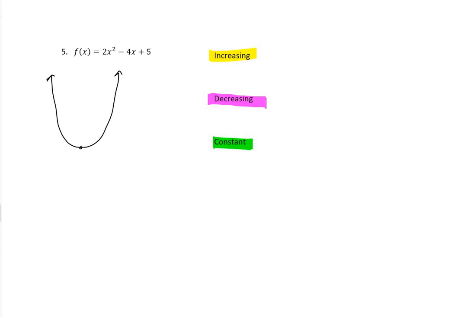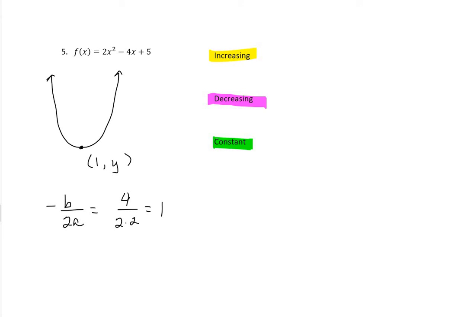Well, to find the x-coordinate of the vertex, that is -b over 2a, or the opposite of b over 2a. So the opposite of -4 is +4 over 2 times 2. So that's 1. So this is the point 1 something. I don't really care what that y value is.